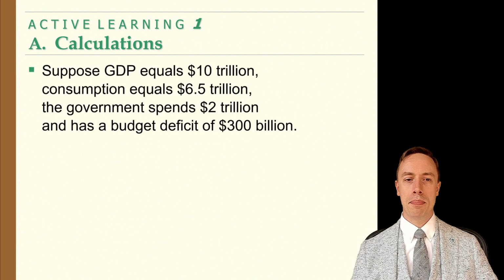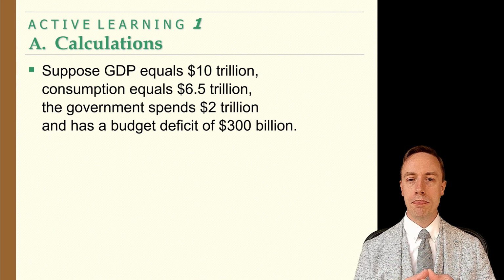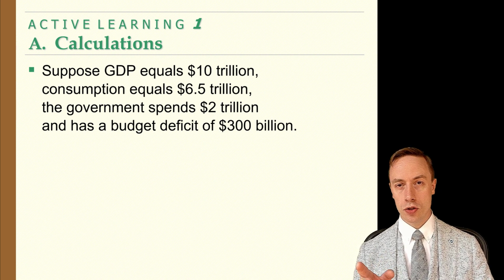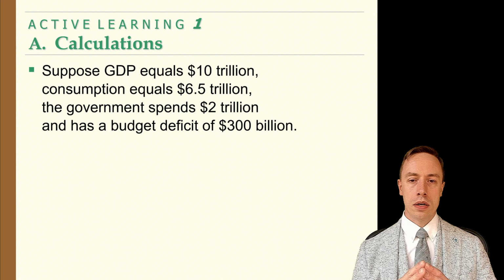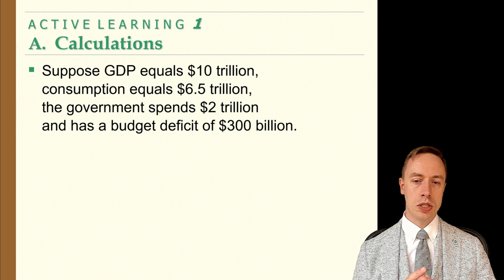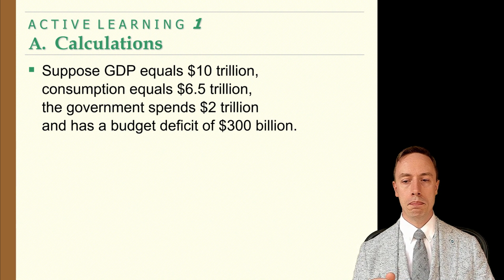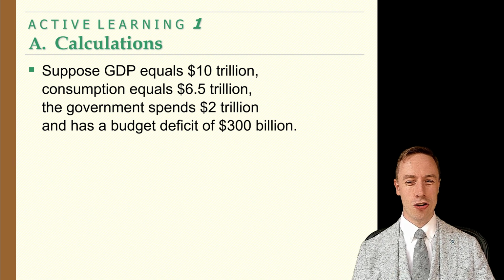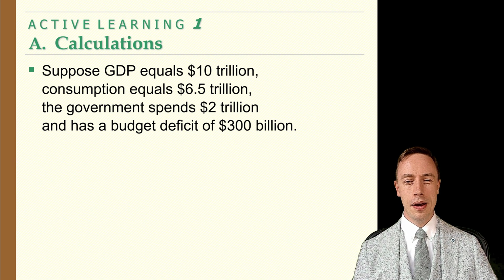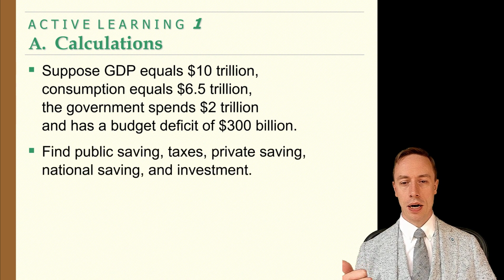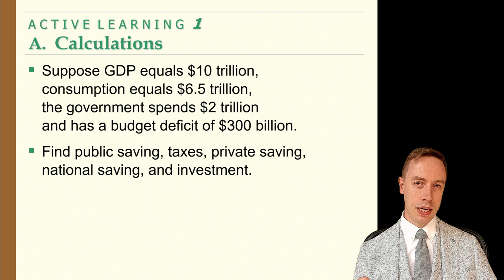So here is a sample economy. Let's say it has a GDP of $10 trillion. Reminder, a trillion is 1,000 billion. Consumption is 6.5 trillion. Government spends 2 trillion. And there's a budget deficit of 300 billion. Budget deficit, that's that term where we have to pay special attention. Based on these numbers, I would like you to calculate the following. What is public saving, taxes, private saving, national saving, and investment spending?